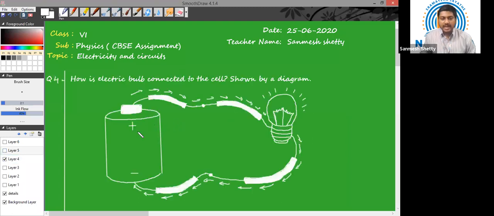As we can see, here I am providing a path from one terminal of my electric cell to the other terminal through my electric bulb. So this acts like a complete circuit. There is a path provided for an electric current to move along the circuit. So we can call this an electric circuit.